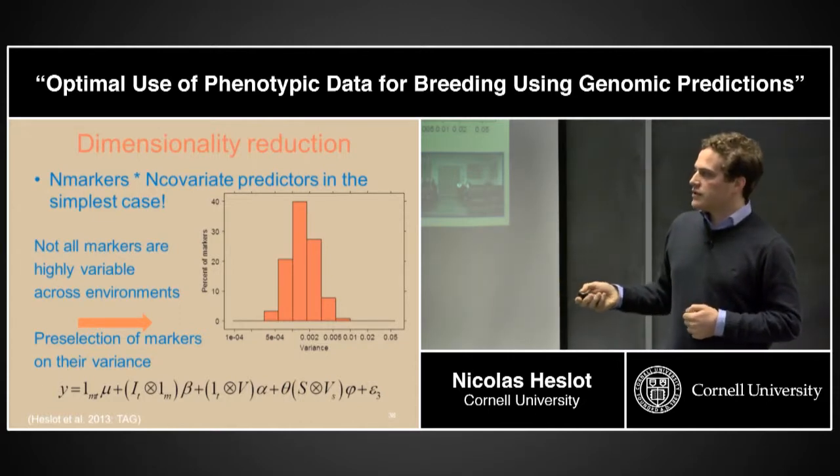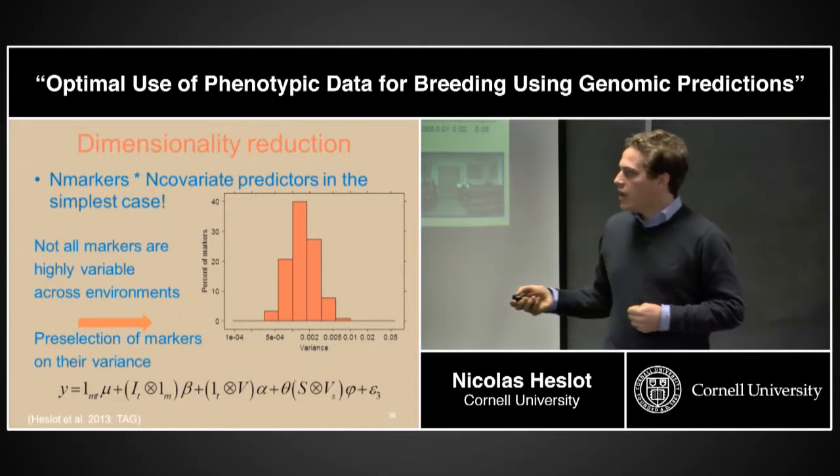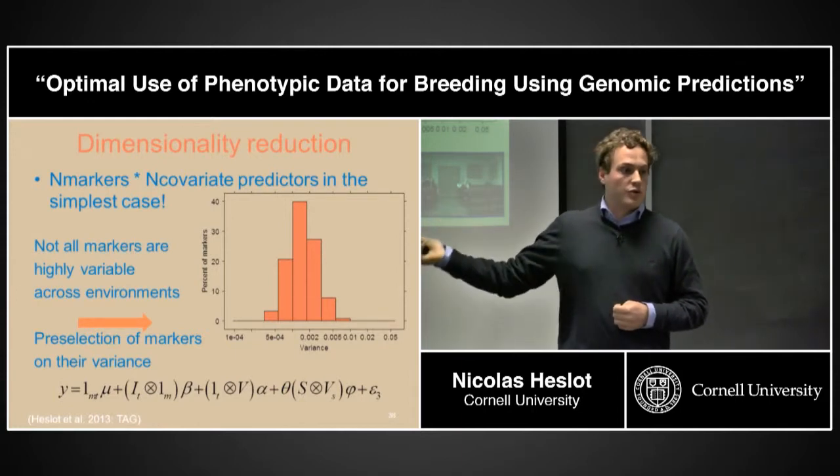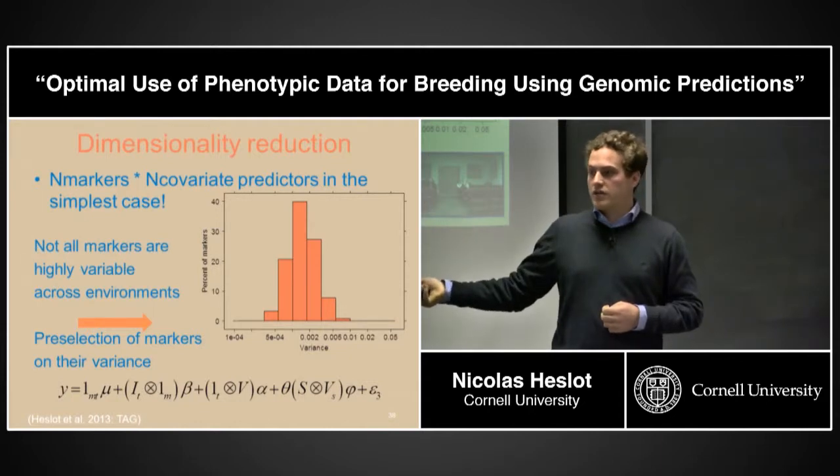This histogram presents those marker effect variances across environments, and you will note that a few are extremely variable, with one marker here that corresponds to PPD1, the most important photoperiod locus in wheat.